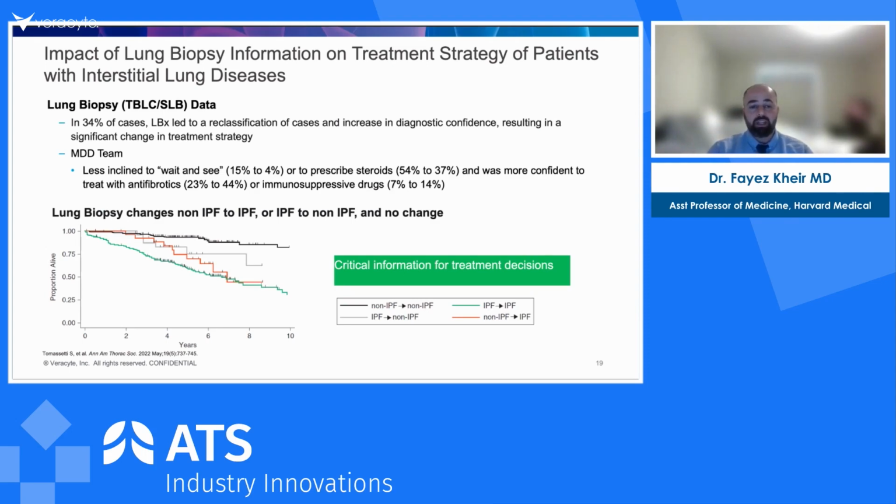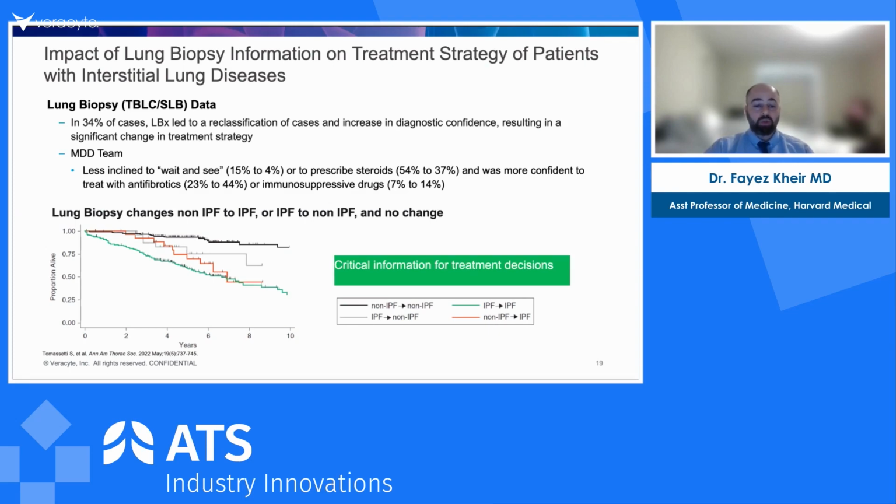Precision medicine becomes very important. This is a recent study that showed that a lung biopsy was important in changing a treatment strategy for patients with ILD. In up to a third of patients, when a lung biopsy was added to the MDD, it led to reclassification of the cases or an increase in diagnostic confidence. That results in a significant change in treatment strategy. So the MDT team were less inclined to wait and see, or less inclined to prescribe steroids, and were more confident to treat with antifibrotics or immunosuppressive drugs.